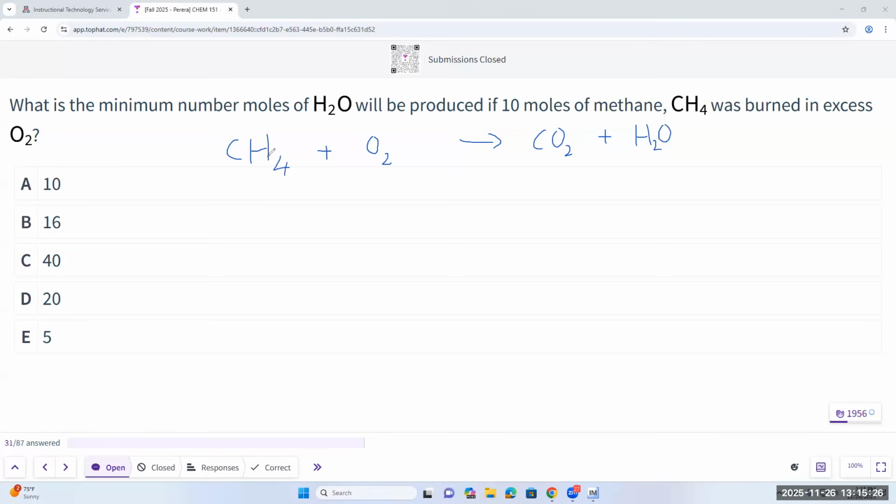Okay. So we have one carbon, four hydrogens, but two here. So I'm going to multiply this by two. Now I have four oxygens here, only two. So I'm going to multiply this by two. Here's my balanced chemical reaction. Okay. So you're going to need that.